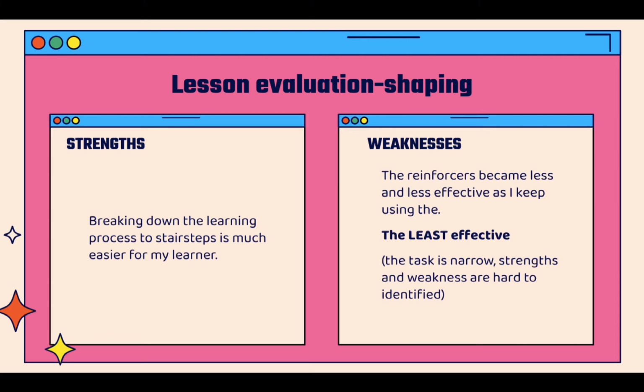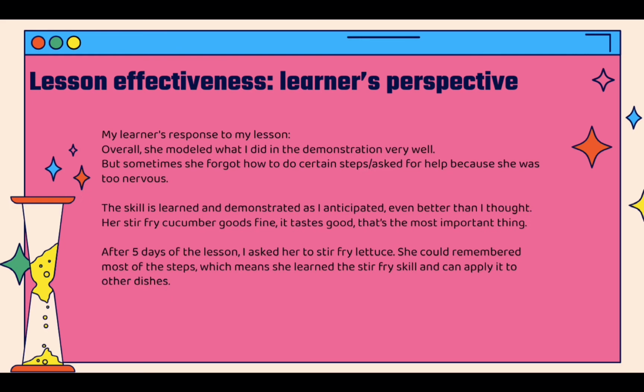This is an evaluation of the lesson effectiveness from the learner's perspective. Overall, my learner modeled what I did in a demonstration well, but sometimes she forgot how to do certain steps and asked me for help because she was too nervous. But the skill is learned and demonstrated as I anticipated. It is even better than I thought. Her stir-fried cucumber looks fine. It tastes good, and that's the most important thing.